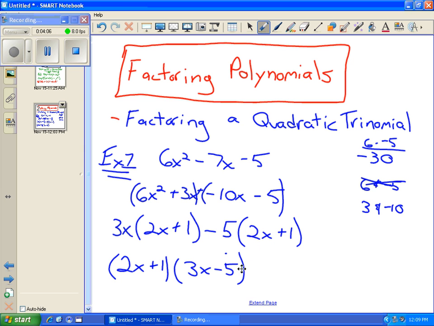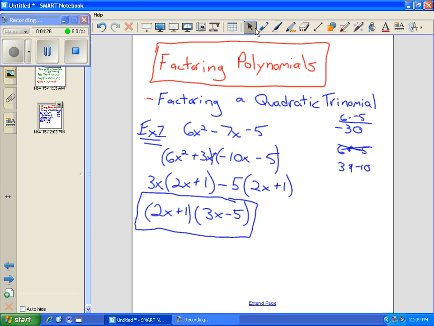If you wanted to, you could set this equal to 0. You could figure out what the x-intercepts were. If you're trying to solve this equation, you could figure out what your x's would be there. But this is how you would factor a quadratic trinomial. I'll give you an example here, see if you can do one on your own. You can check with me in class tomorrow to see if you got the right thing.